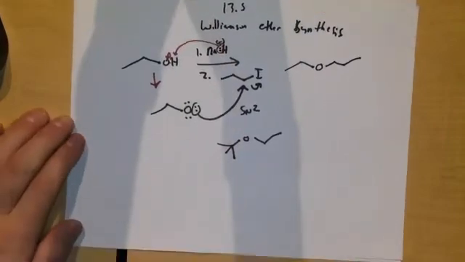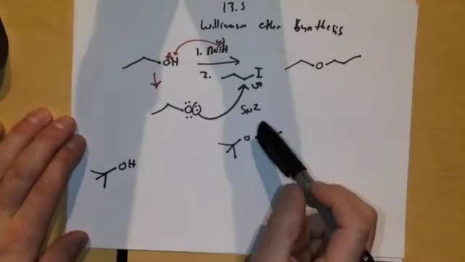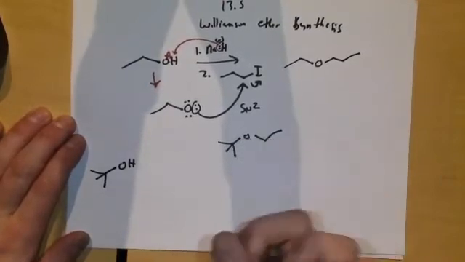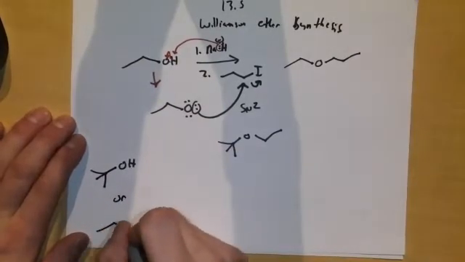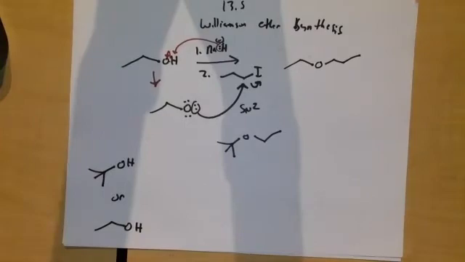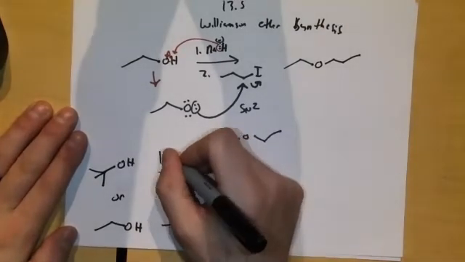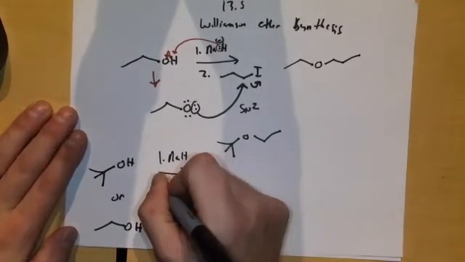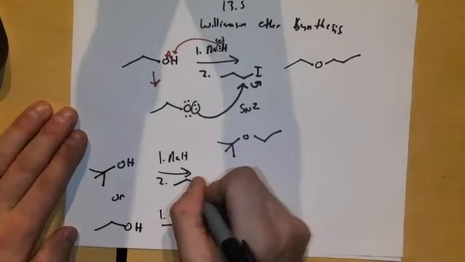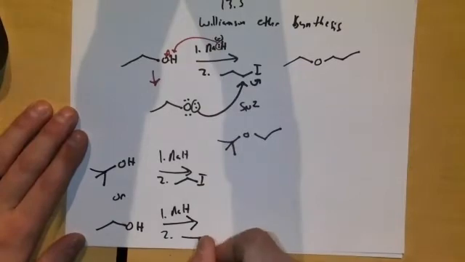We could either start from this, which is the left side as alcohol, or this, where we have the right side that's an alcohol. So in order to make this ether, first step's going to be the same, throw in NaH. For this one, you need methyl iodide. For this one down here, you would need tert-butyl iodide.